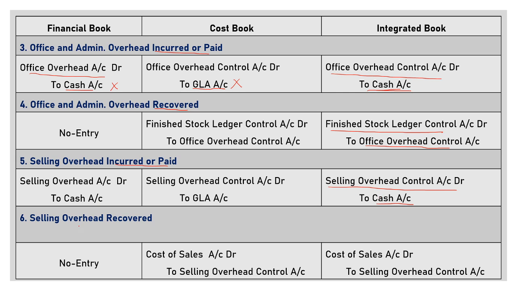Our last transaction related to overhead is selling overhead recovered, and it is recovered from cost of sales. So our entry in integrated books and cost book is cost of sales account debit to selling overhead control account.